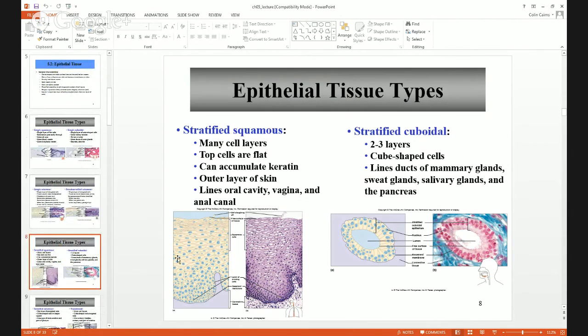Then there's stratified squamous. These are many cell layers. The top cells are flat. They can accumulate keratin, so you'll find them on the outer layer of the skin. They also line the oral cavity, vagina, and anal canal. The stratified cuboidal have 2 to 3 layers of cube-shaped cells that line the ducts of mammary glands, sweat glands, salivary glands, and the pancreas.